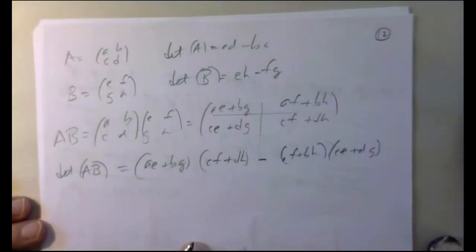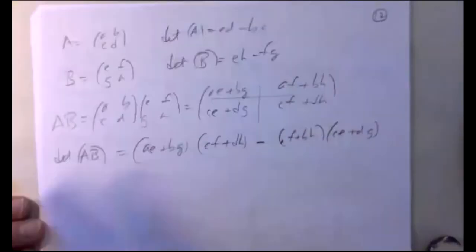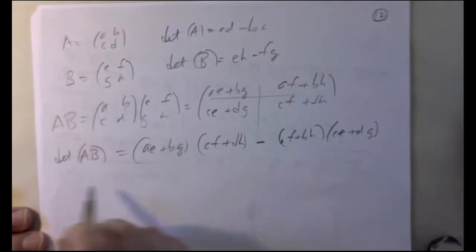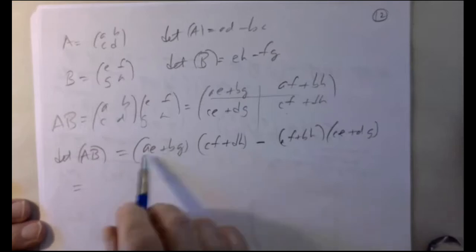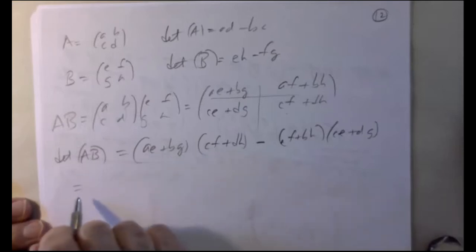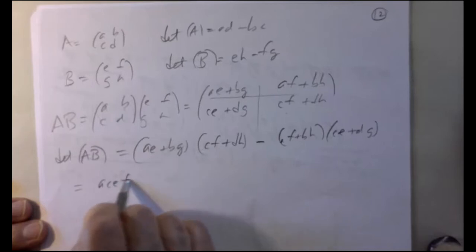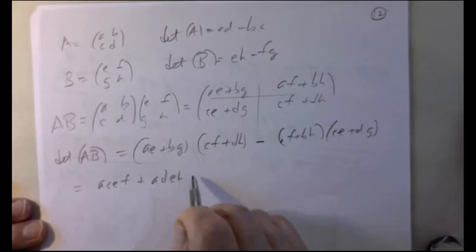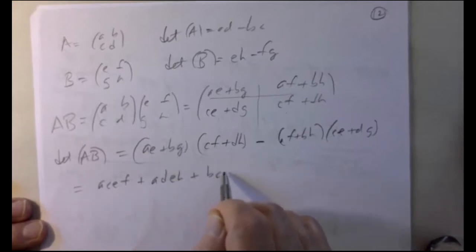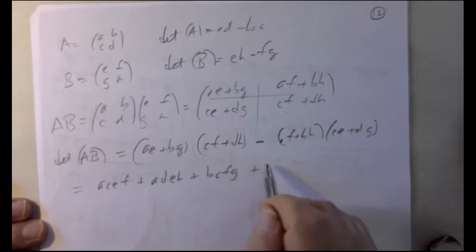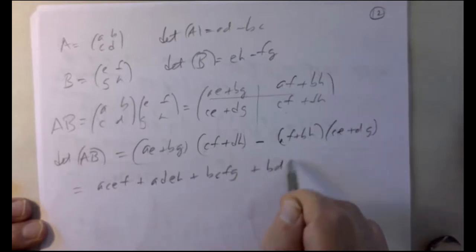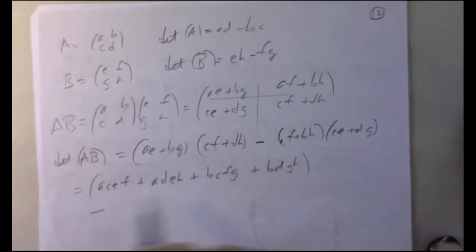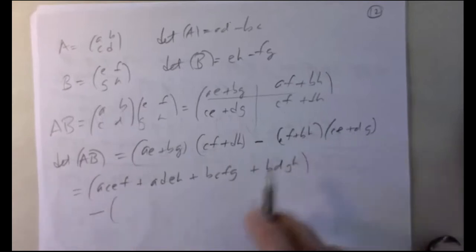Well, that looks like a mess, but it doesn't matter. We still have to figure it out. Let's just multiply. This is just high school algebra. So you distribute this across, and you get ACEF plus ADEH plus BCFG plus BDGH. That's what I get when I multiply these two expressions. Minus what I get when I multiply these two expressions.